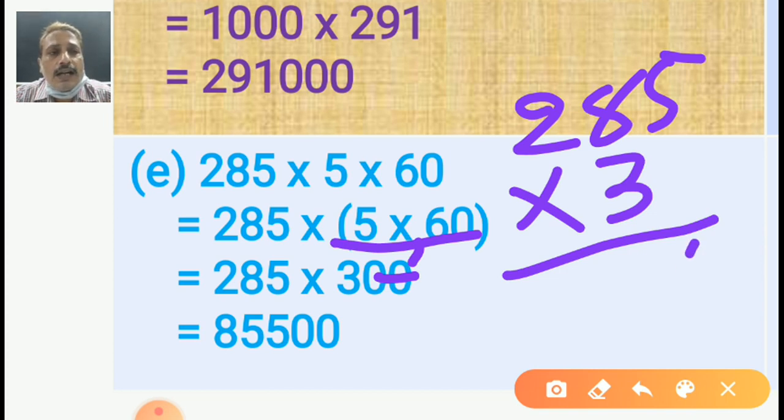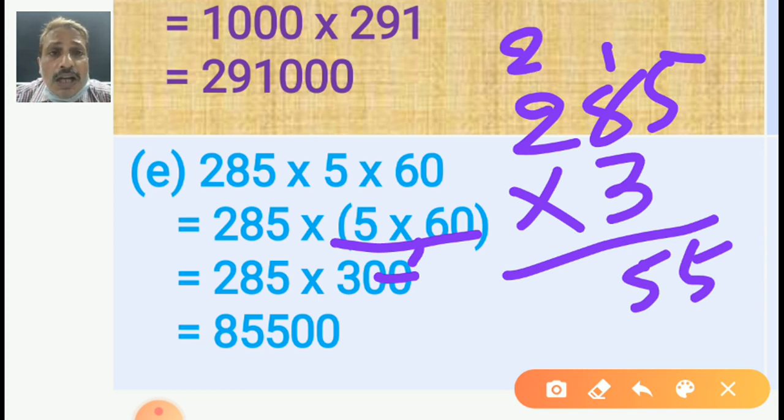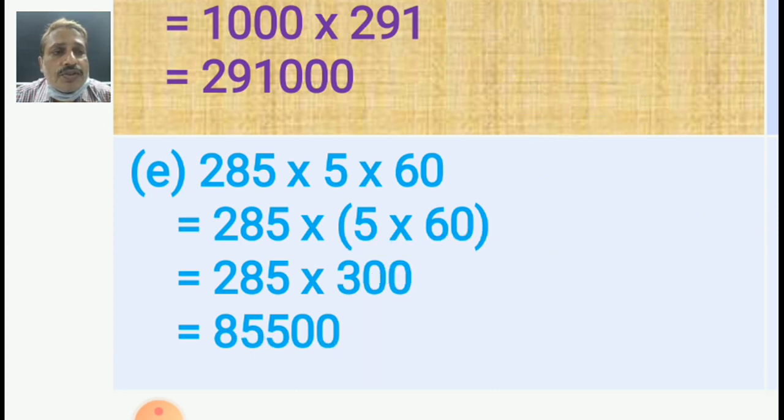Okay, 5 3s are 15. 1 is the carryover. 8 3s are 24. Good. Plus 1, don't forget the carry. Yes, 25. Who is the carryover now? 2. 2 3s are 6. 6 plus 2, 8. 855 is the answer. Correct. And how many zeros were there? 2. Add 2 more zeros. Easy? Easy or not? Yes, my dear students, it's so easy.